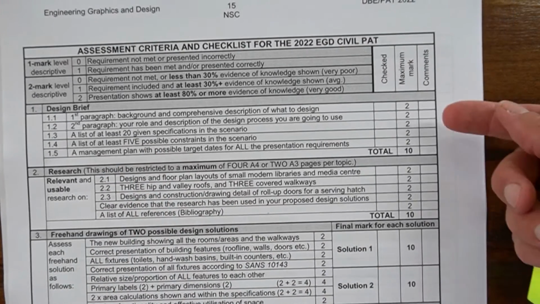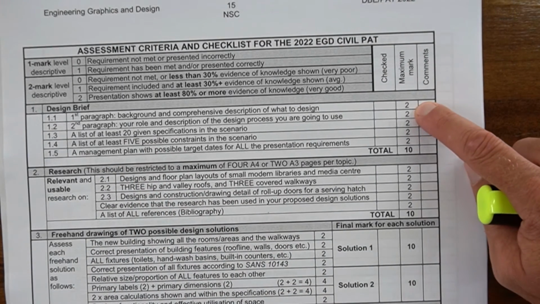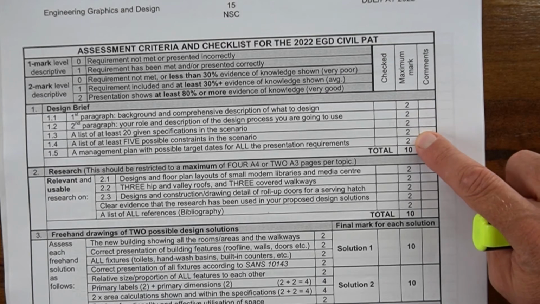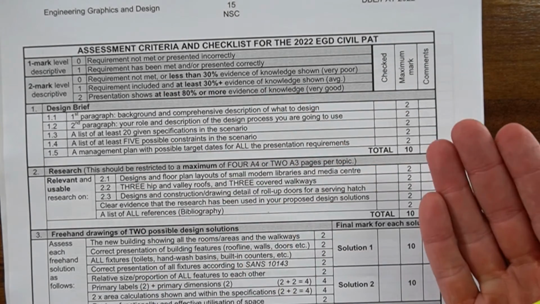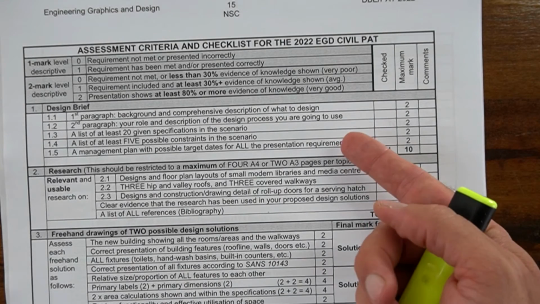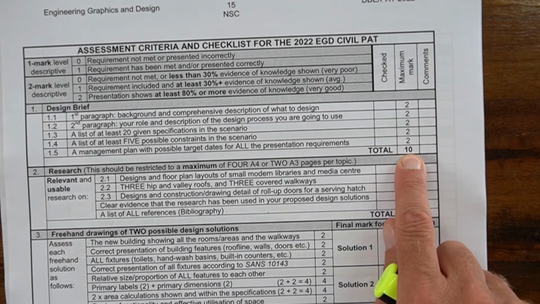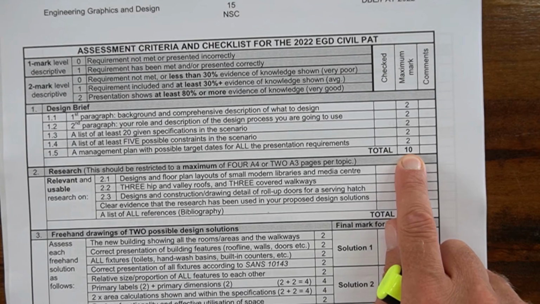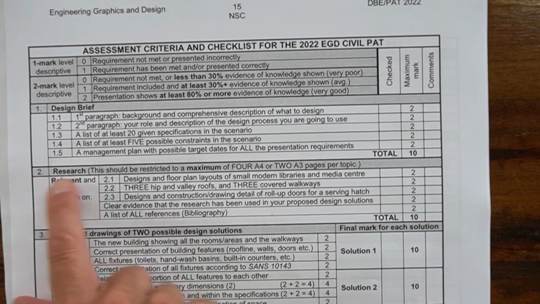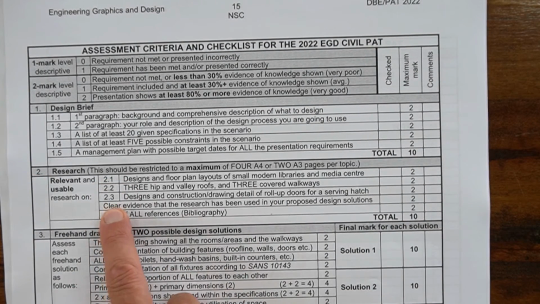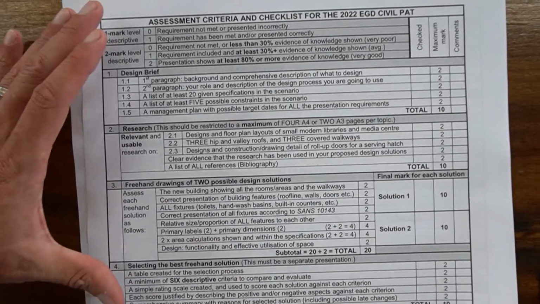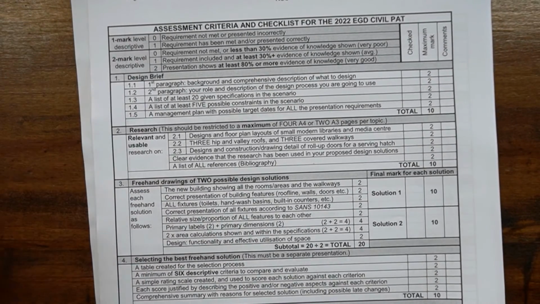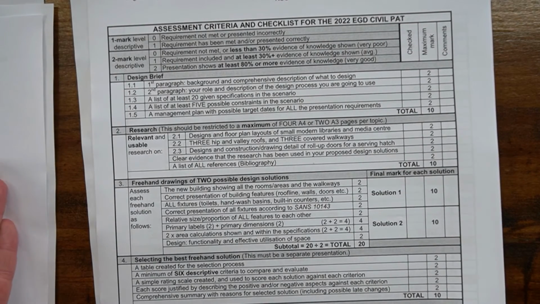And you'll see then on the right hand side there's actual maximum marks that you can gain for each one of these. So the entire design brief, which is going to be most likely 1 A3 page for most of you, has a total of 10 marks that you can possibly gain. Then your research, that's 2.1 to 2.3. We'll look at this again, just an overview. So you can see how this checklist corresponds with the actual document here on my left hand side.